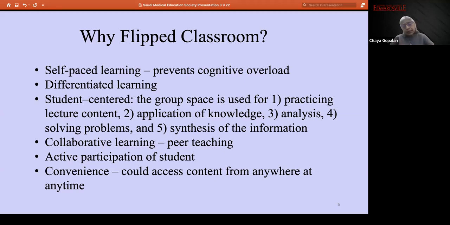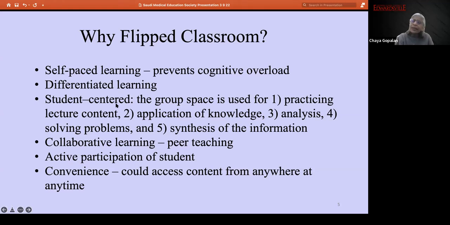And during this group session, in class session, you would be applying this knowledge. So this is what we call differentiated learning: factual details, comprehension, and then application, analysis, and synthesis. They occur at different stages. First, the basic details, little later, more advanced, deeper type of learning, okay? And this is a student-centered learning methodology.